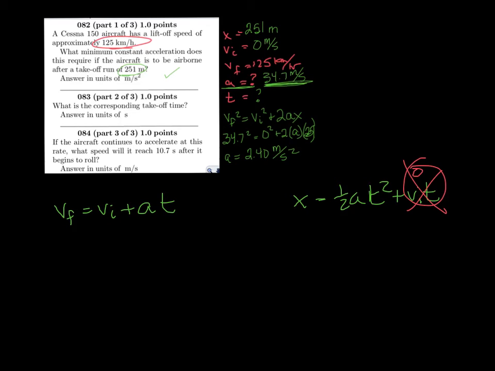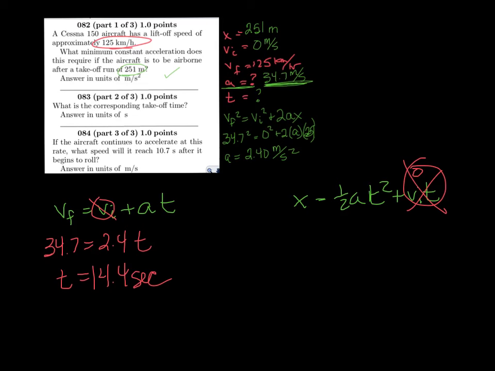So our final velocity, 34.7, is equal to, this is 0 too, so that drops off, our acceleration, 2.4 t. So here we get t equals 14.4 seconds. Now, in a perfect world, we will get the same answer using the other equation. And physics happens to be one of those perfect worlds.